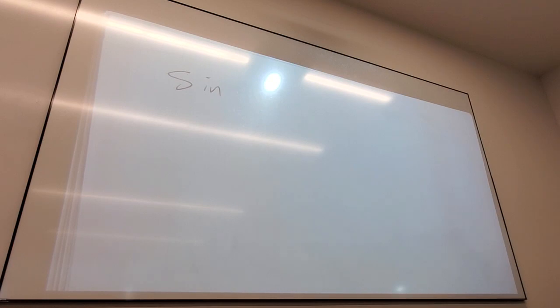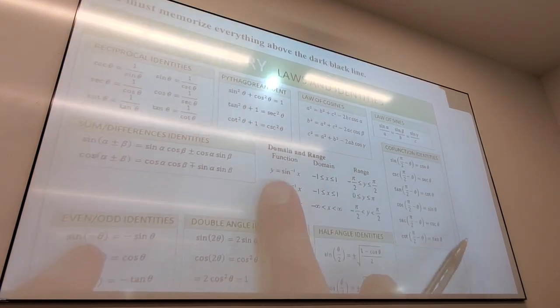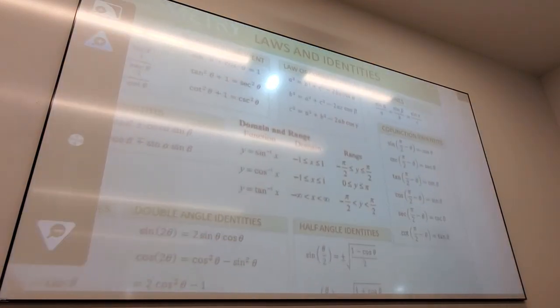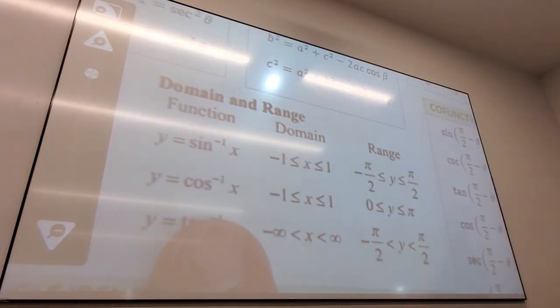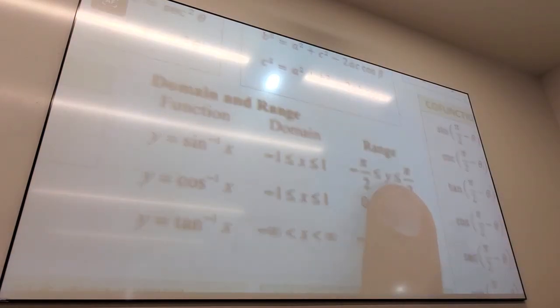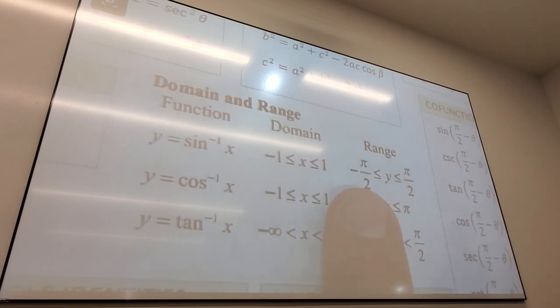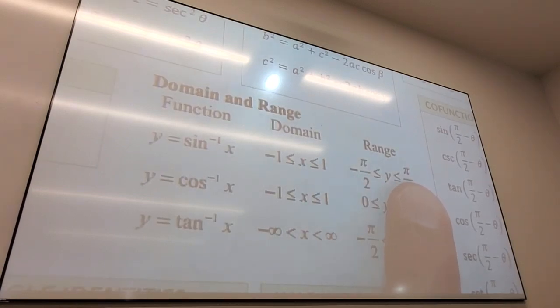Okay. So this is a very key part right here. When you do an inverse sine of something, it can only give you answers in which quadrants? Quadrant 1 and quadrant 4. Inverse cosine can only give you answers between quadrant 1 and quadrant 2.